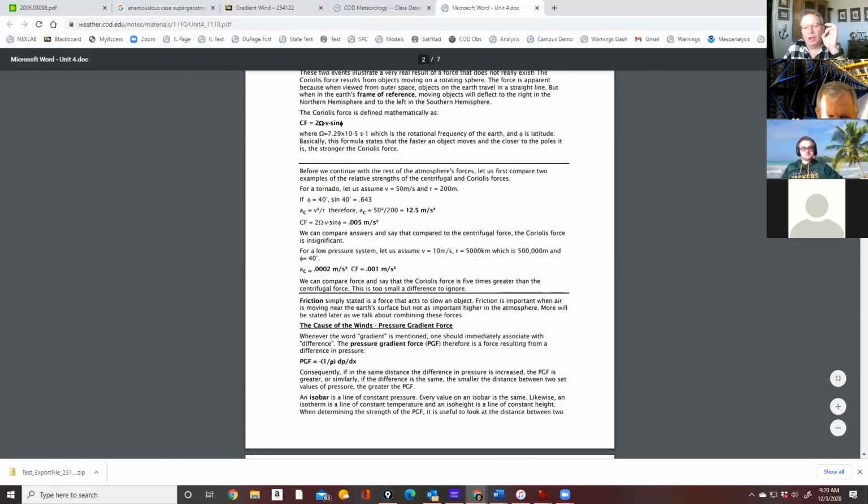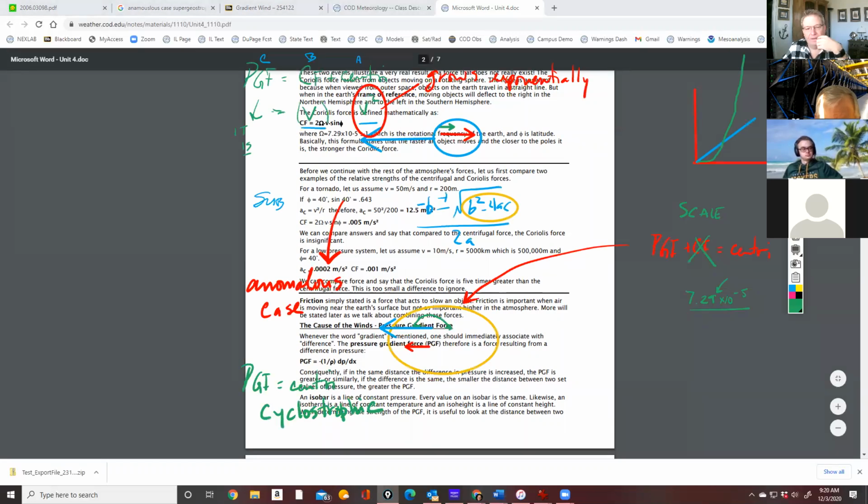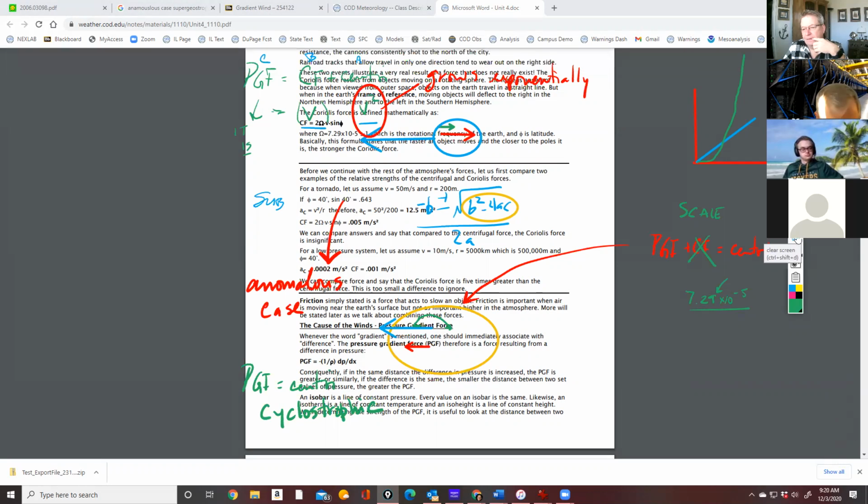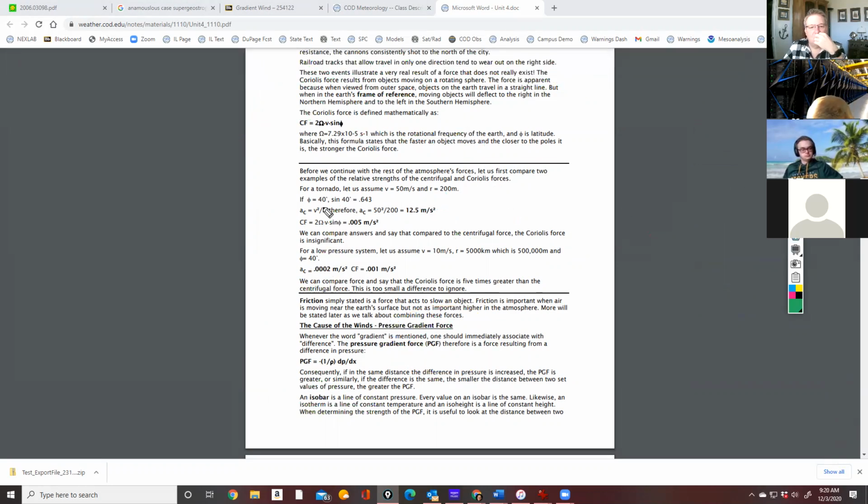And that's when we start to say, well, how big would the pressure gradient force be in a tornado to come up with the 12.5 meters per second squared? Can you do that? Let's do this. So I have 1 over rho dp/dn. Now, for the sake of it, let's just say that rho is 1.25 kilograms per meter cubed.